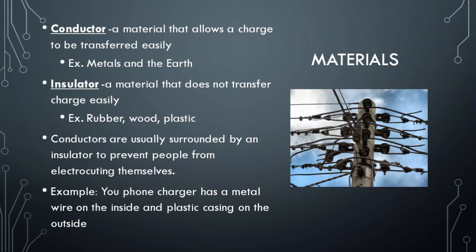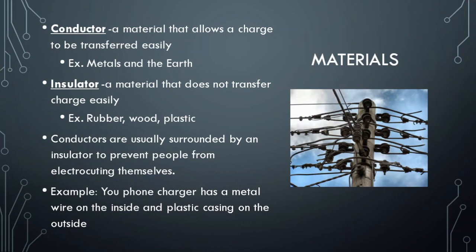So where do we find conductors and insulators in the real world? You have a picture on the PowerPoint here of a power pole with power lines. The lines themselves are often wrapped in an insulator made out of plastic or rubber that keeps you from getting shocked if you were to touch them. And those stacked cone things are a glass material. That's also an insulator.